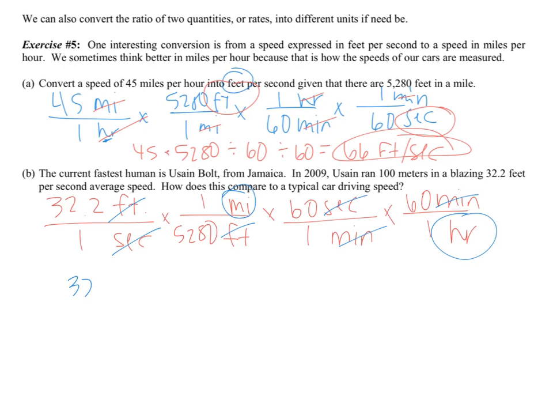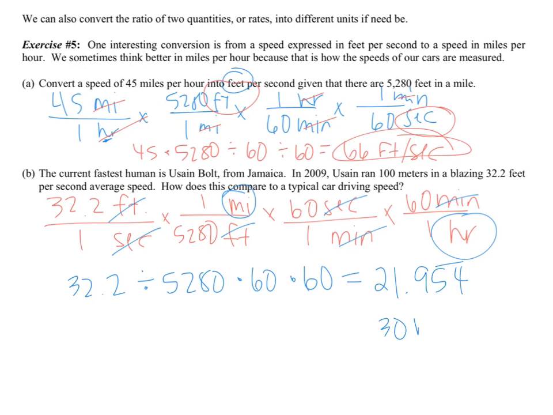So 32.2 divided by 5280 times 60 times 60. Once you do that math, you find that it's 21.954 repeated. If we're going to round up to a typical car driving speed, that's approximately 30 miles per hour.